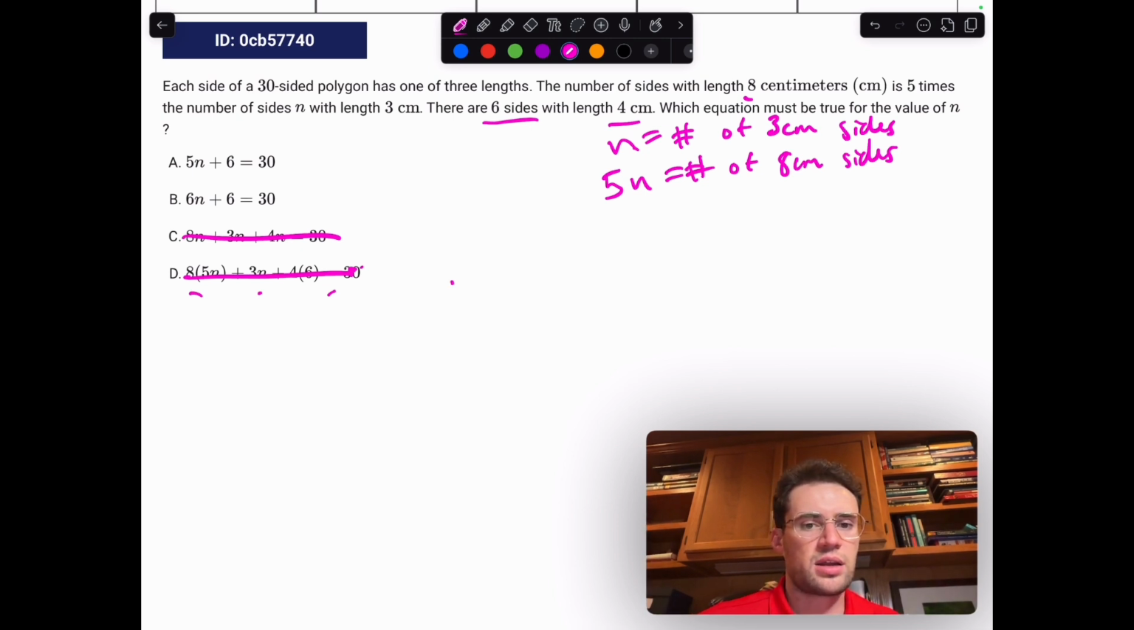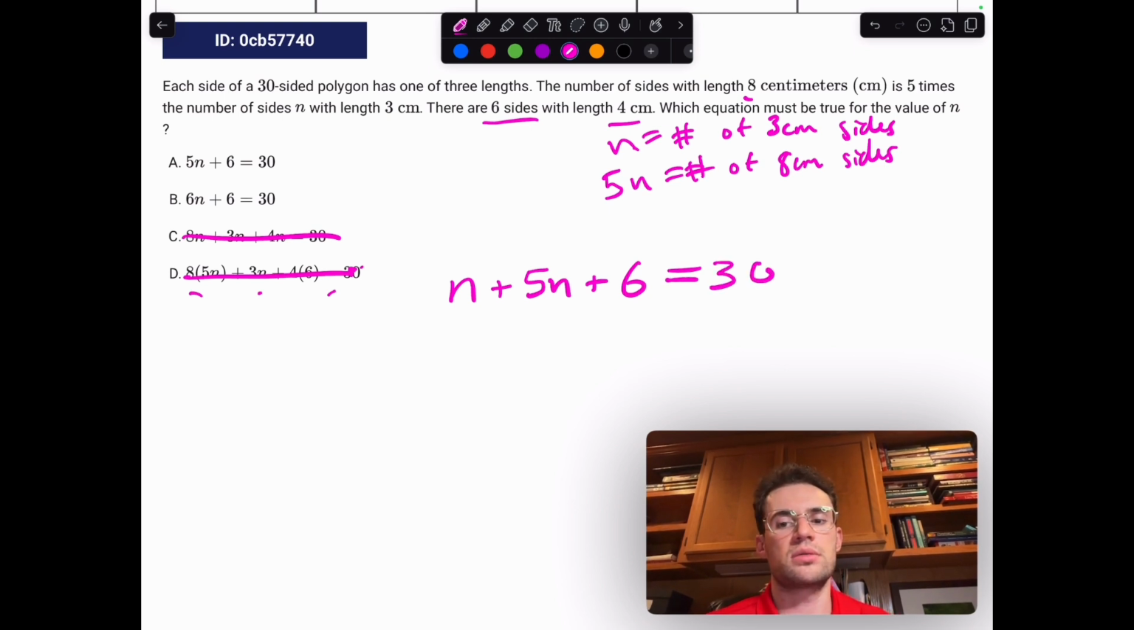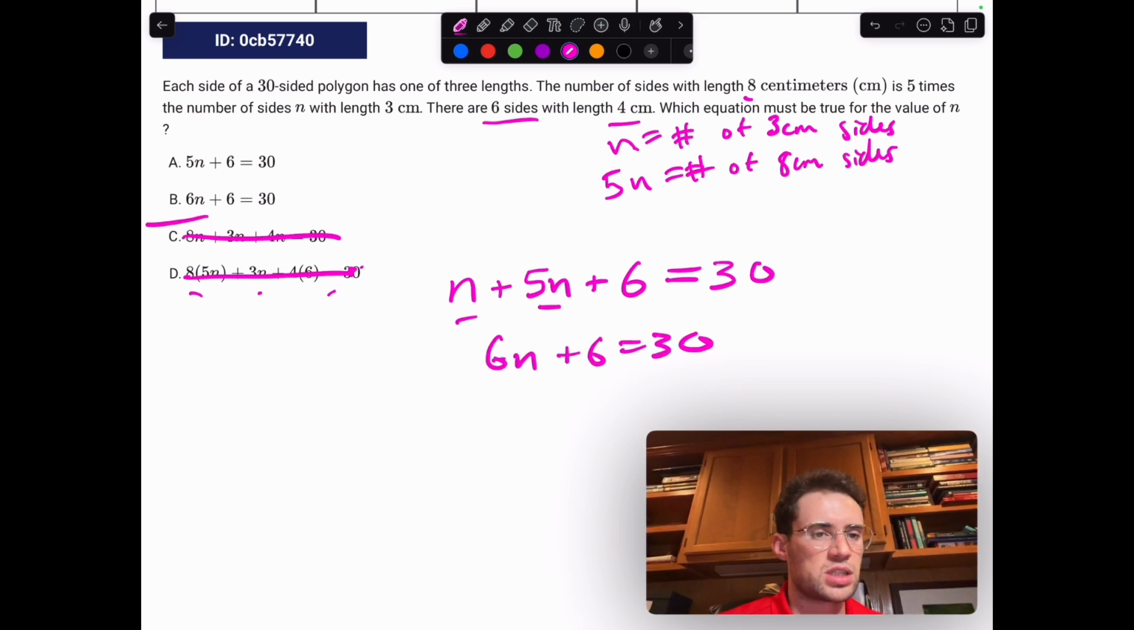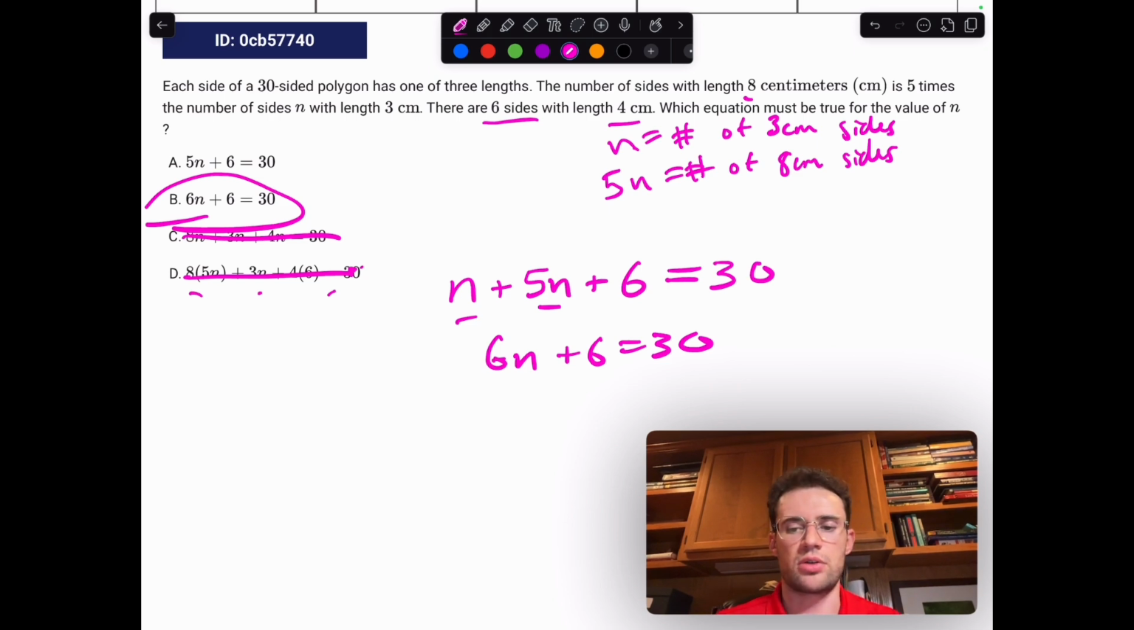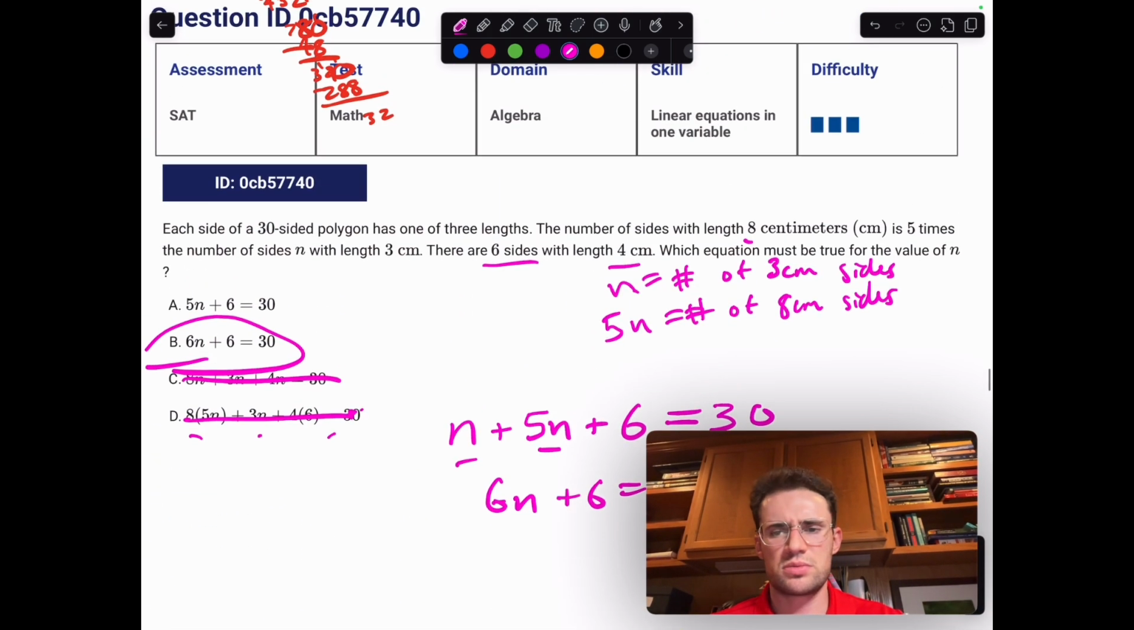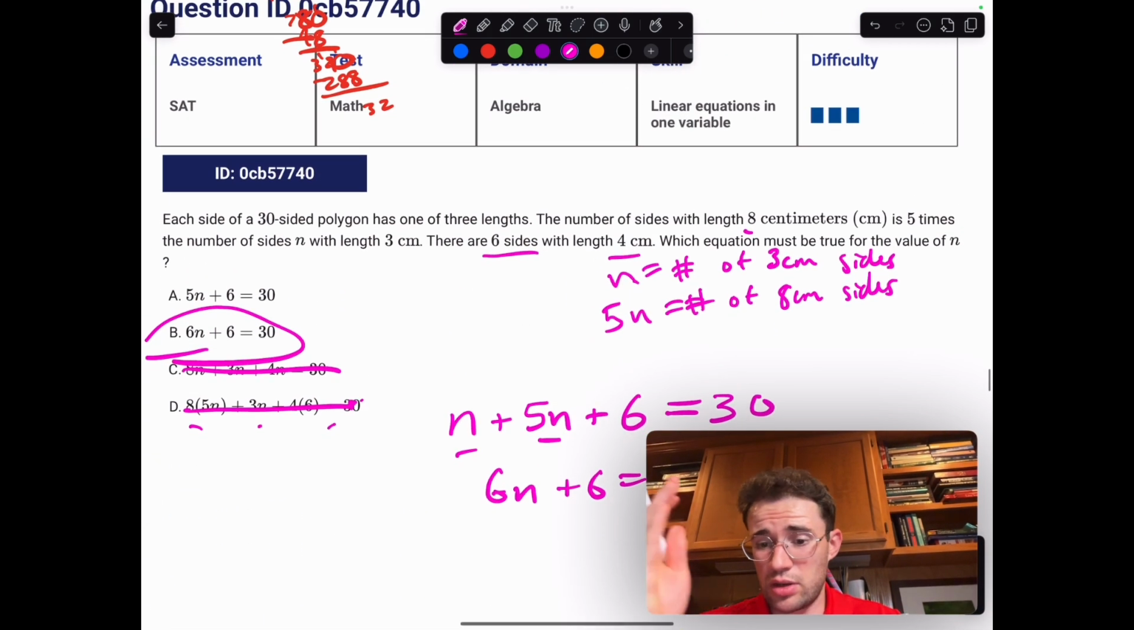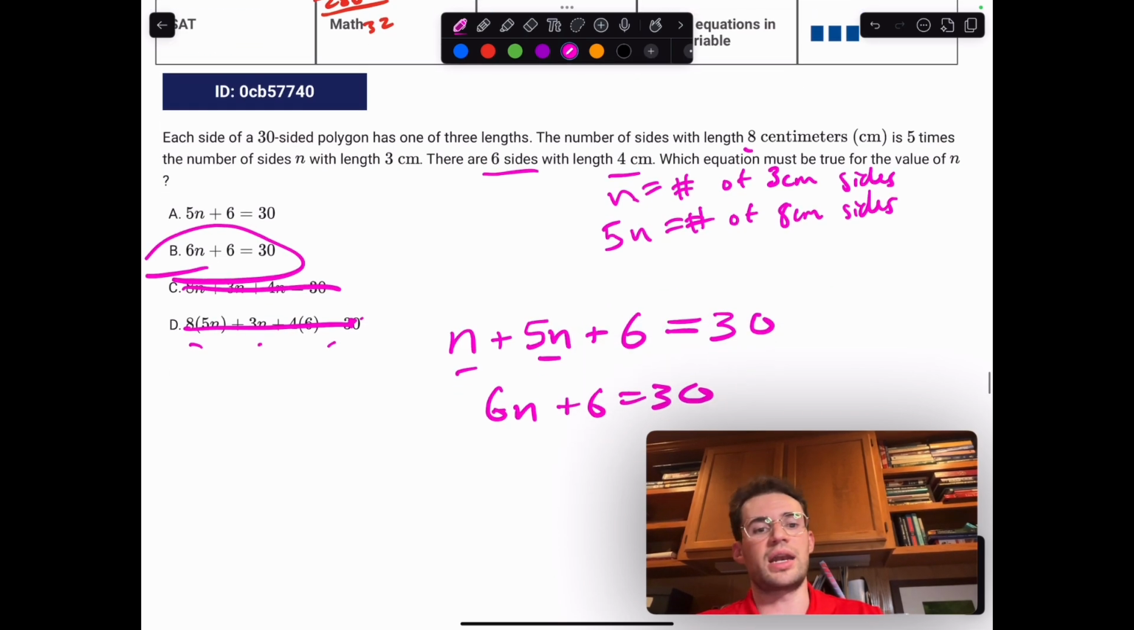So we've got n 3 centimeter sides plus 5n 8 centimeter sides plus 6 4 centimeter sides. And that will all add up to the total sides, which is 30. All right, so n plus 5n is 6n. 6n plus 6 equals 30, which is B. Okay, that's all you got to do there. So it's just, these ones are really not that hard. It's more just, can you keep track of all the words that they're talking about and not get thrown off by the red herrings?